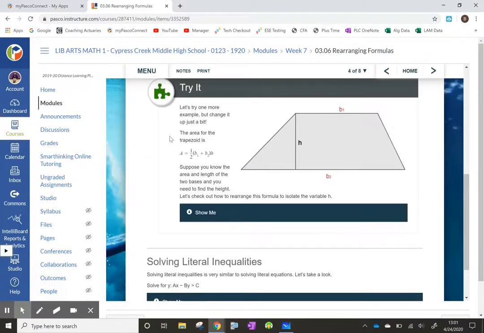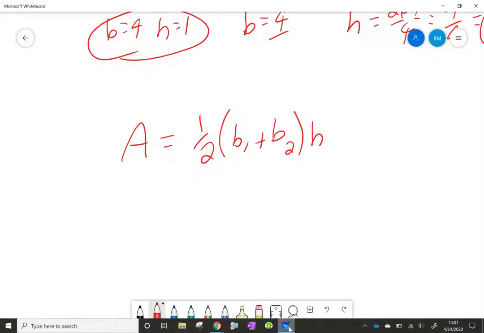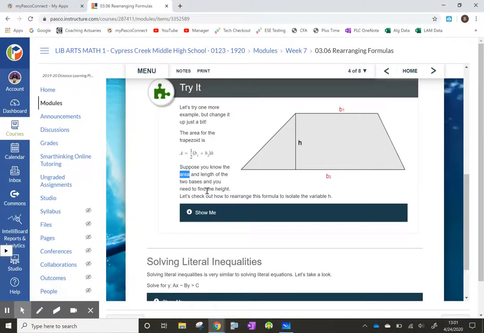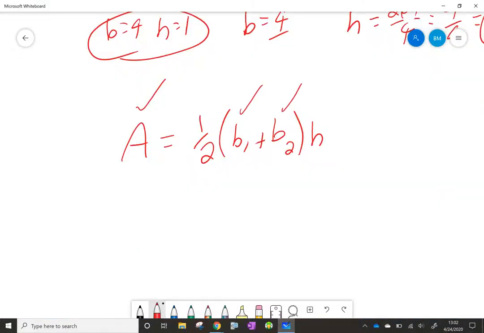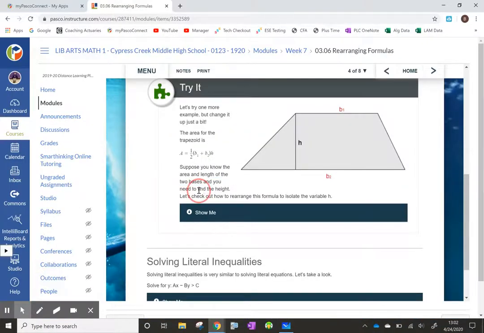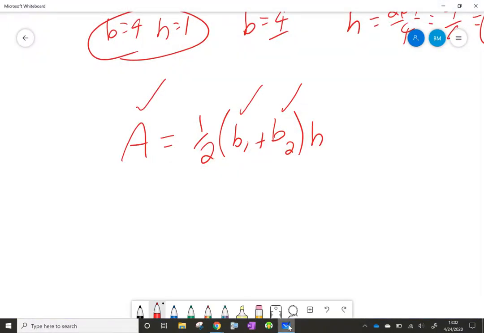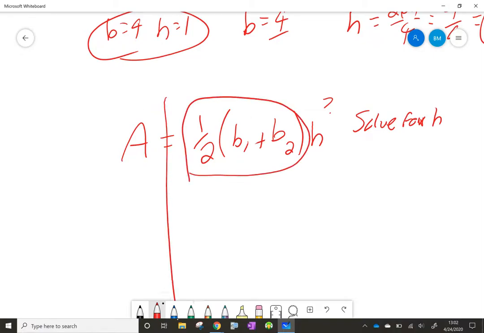Suppose you know the area, so we would know this information. And suppose that you know the length of the 2 bases, both this one and this one. It's asking you to find the height. So it wants us to solve for H, which means we have to somehow get rid of all this stuff so that the H can be by itself, and it can be H equals all that other stuff. So I have to somehow move all of that to the other side.